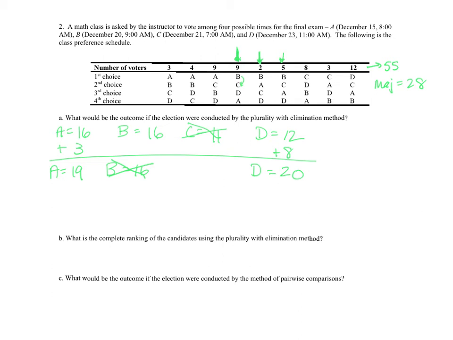I can't give the votes to C. So I go to the next choice, D. So I'm going to give 9 more to D. Now these next 2 right here, they have B in first place, but B is being eliminated, so their next choice would be A. A is still in the running, so I can give 2 votes to A.